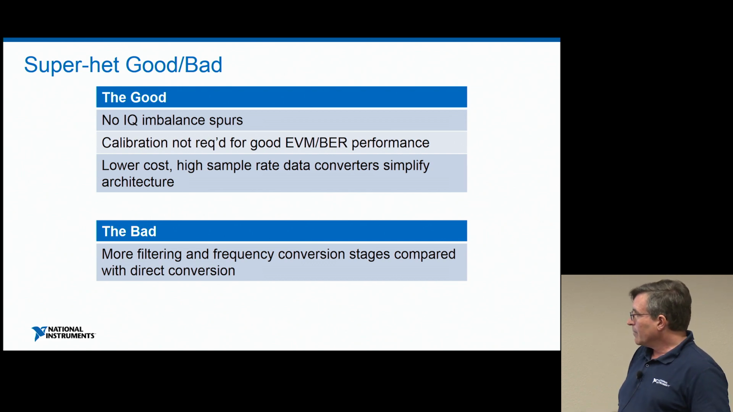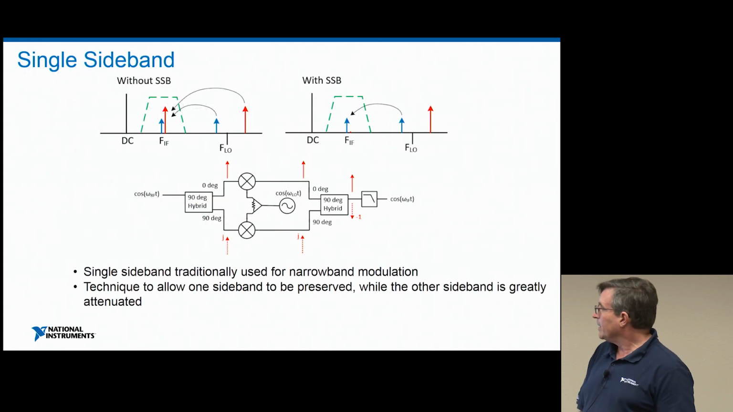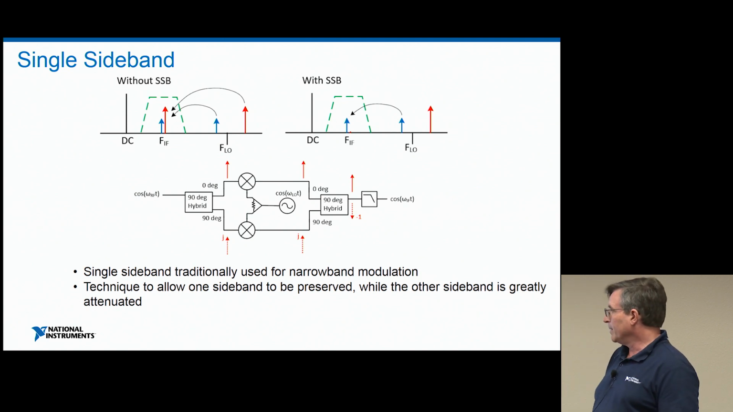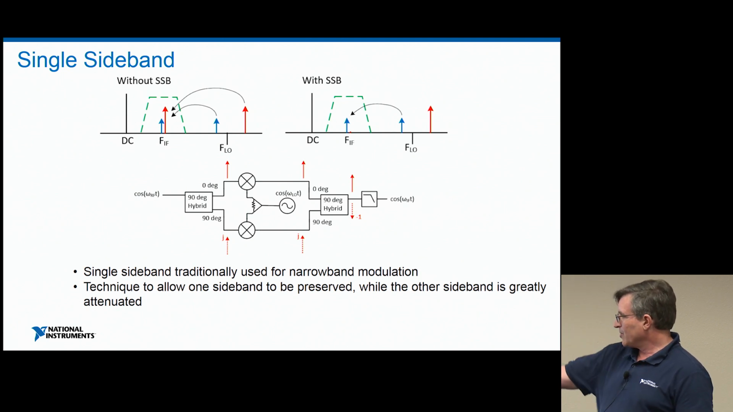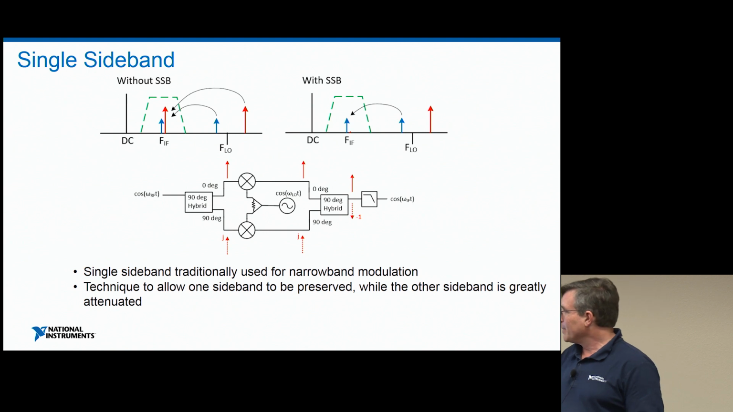My last one I want to talk about is the single sideband. Single sideband has been used for many years in narrowband radios, and that's what's shown in the middle graphic right there. We have analog components that create these 90-degree phase shifts, a dual mixer type thing. And the end result is kind of shown in the graphic up in the top.